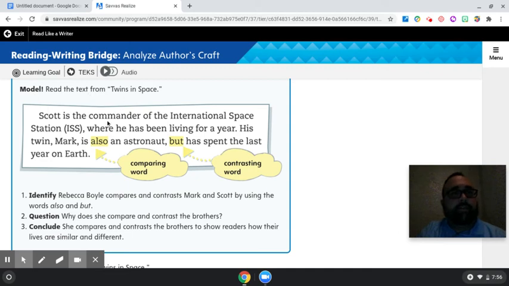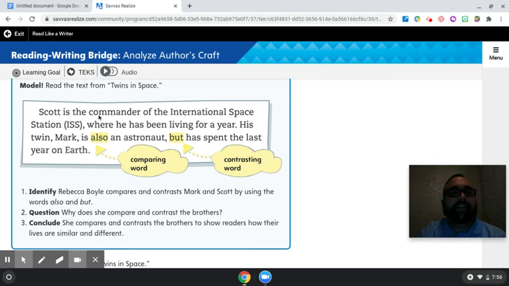Oh, look. Here's the excerpt from Twins in Space. "Scott is the commander of the International Space Station, ISS," that is the acronym, "where he has been living for a year. His twin, Mark, is also an astronaut, but has spent the last year on Earth." So you see how they have shown us the comparing word and the contrasting word?